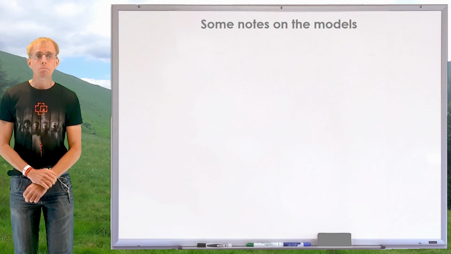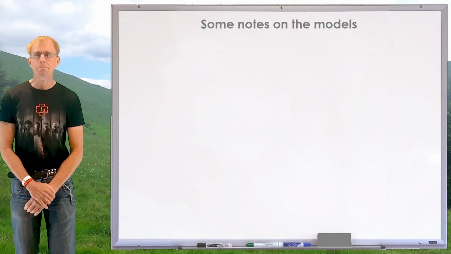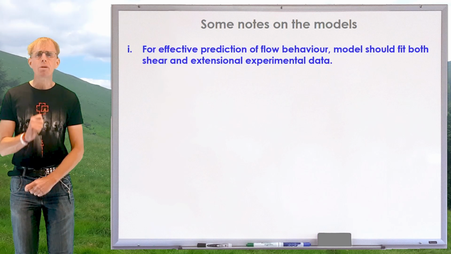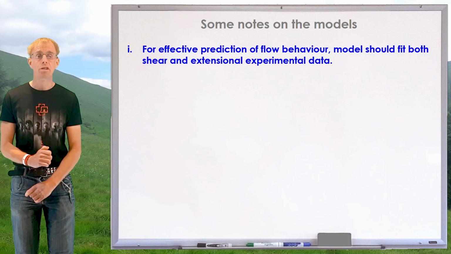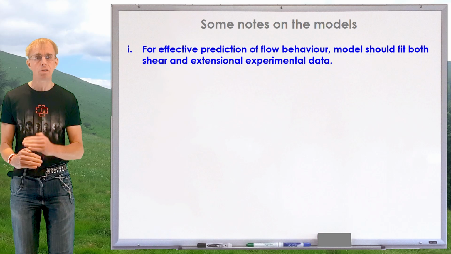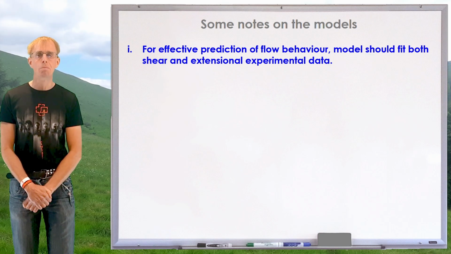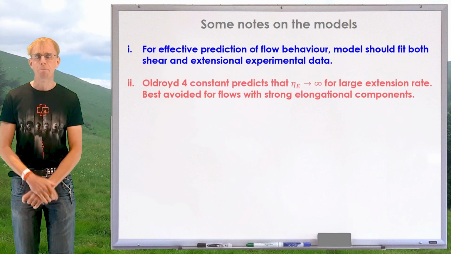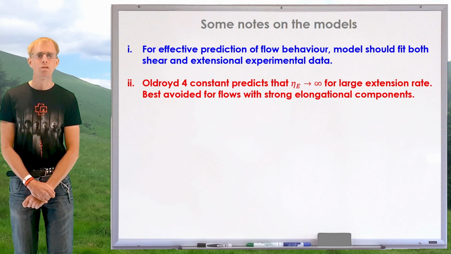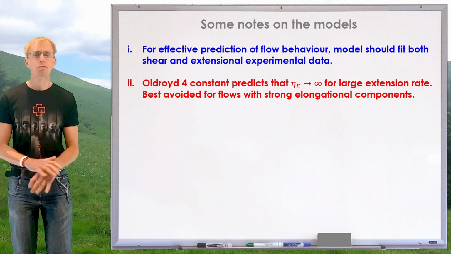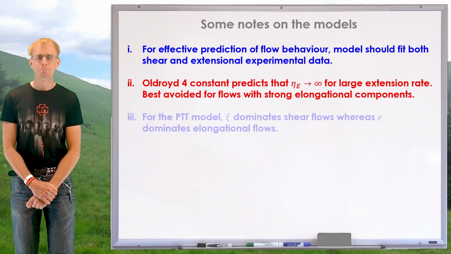Right, so we've got a whole menu now of viscoelastic constitutive equations. What do we use them for? When do we use them? Okay, so what we're aiming for is to try and fit both shear and extensional experimental data with one constitutive equation. We may require several modes to be used, but we should be able to get some reasonable representation of behaviour with the one model in order for that model to be deemed successful. Now, the Oldroyd 4 constant model predicts effectively an infinite extensional viscosity at large extension rate. So if we're dealing with flows that have very strong elongational components, it's probably best to avoid that particular model.